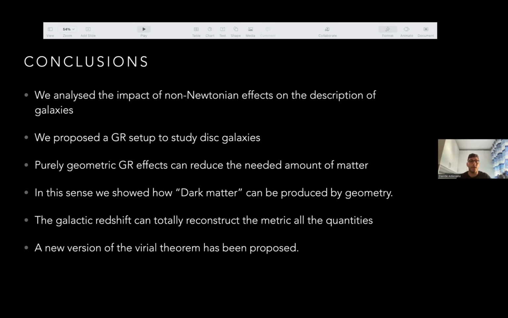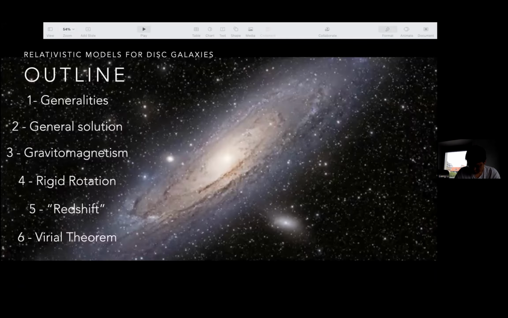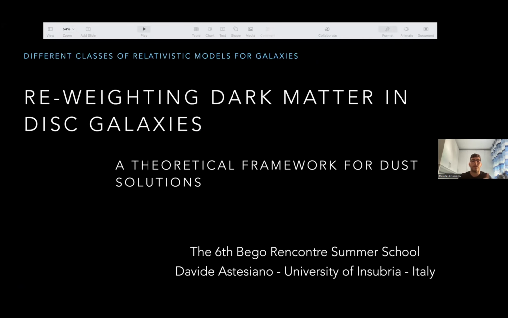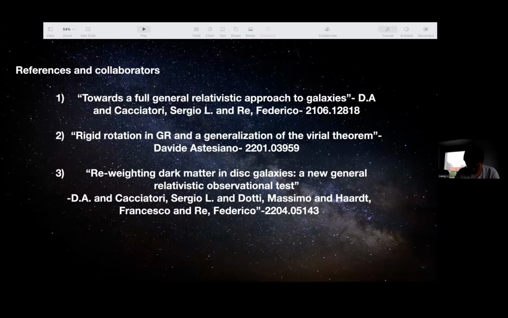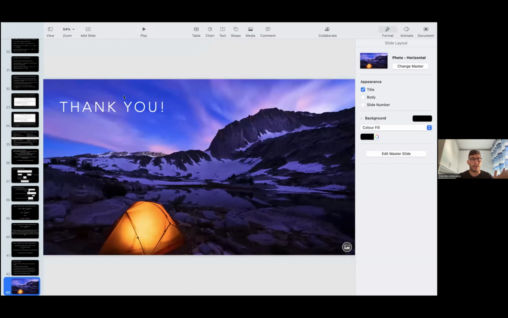All of this may be important to reduce the dark matter compared to the Newtonian version for some galaxies. So that's why I called all the work reweighting dark matter in galaxies. I'm not claiming that this can, up to now, describe dark matter everywhere. No, I'm not saying this. I'm saying, look, we need to take general relativity seriously. That's it. Thank you.